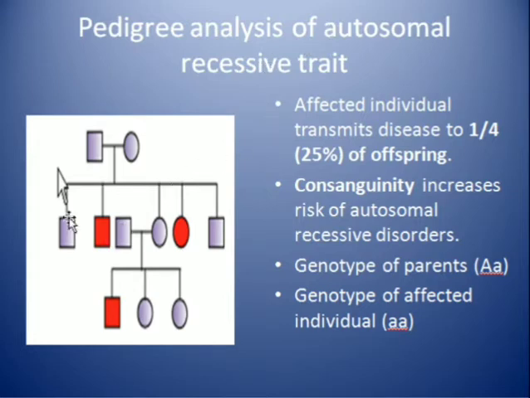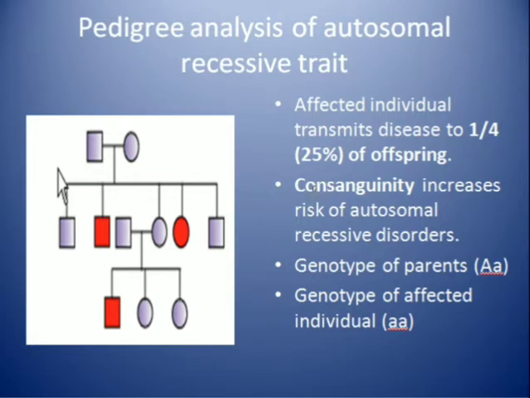So how do we know if it is autosomal recessive? Here, for example, in the case of the male and the parents, you don't see the trait, you don't see that they are affected, but the children are affected. So the first generation and second generation have affected individuals. In this case, affected individuals transmit the disease to 1/4 or 25% of the offspring. So as you can see here, 25% of the offspring will be affected.